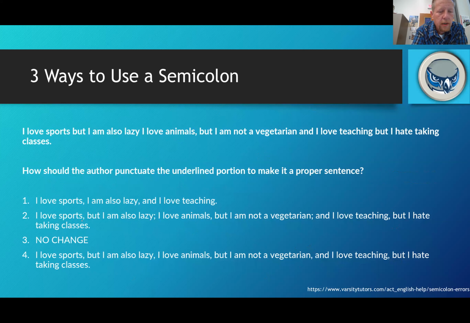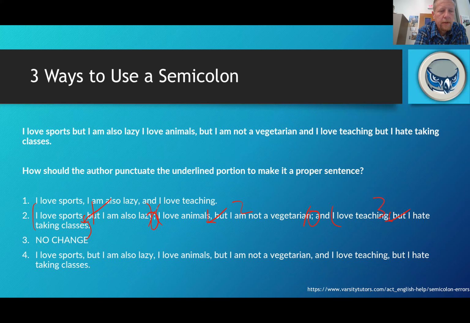I love sports, but I am also lazy. I love animals, but I am not vegetarian. And I love teaching, but I hate taking classes. I've got three items in a series: one, two, three. Each item has a comma, and to separate them, I need a semicolon between each one.